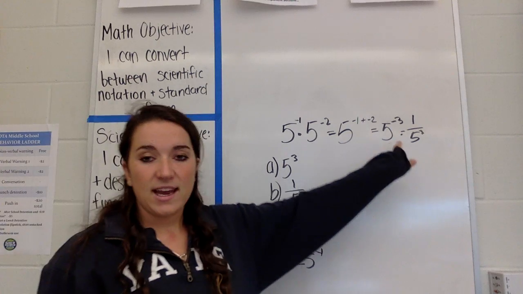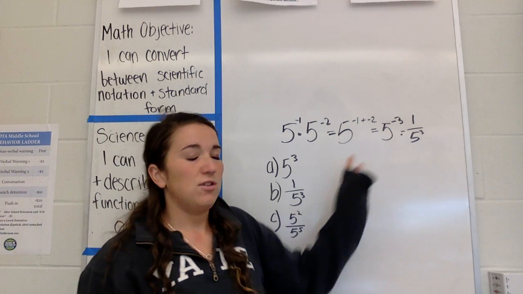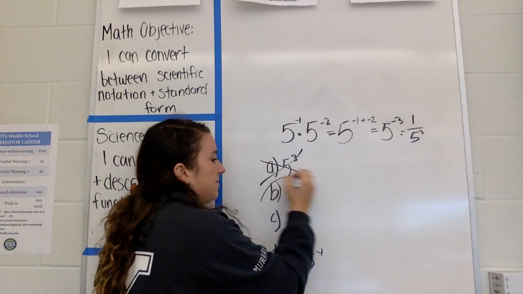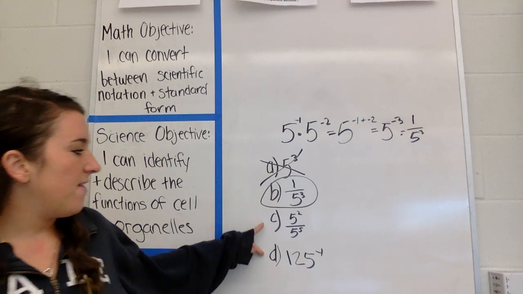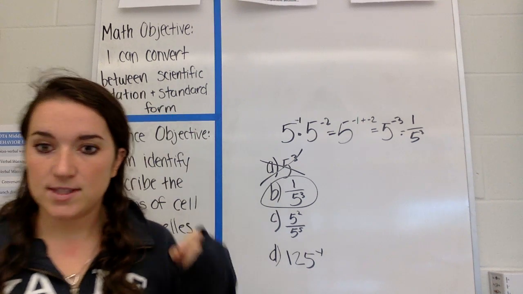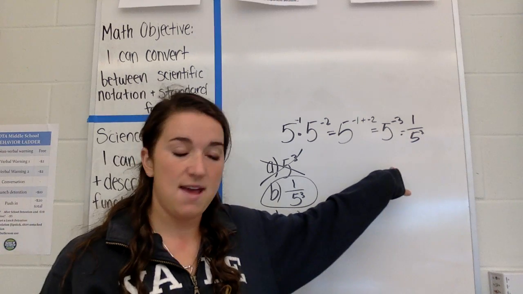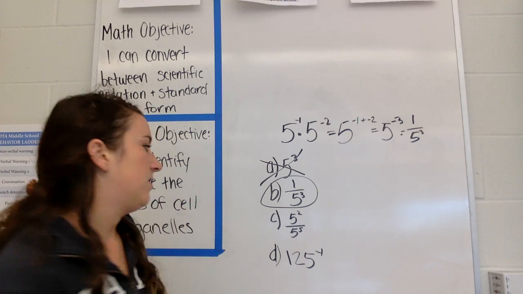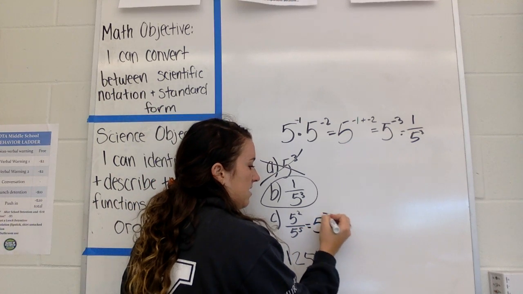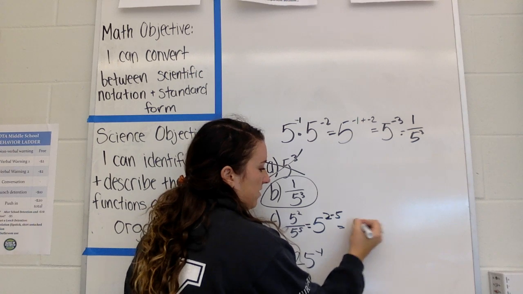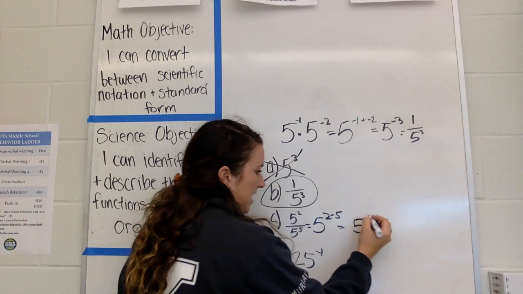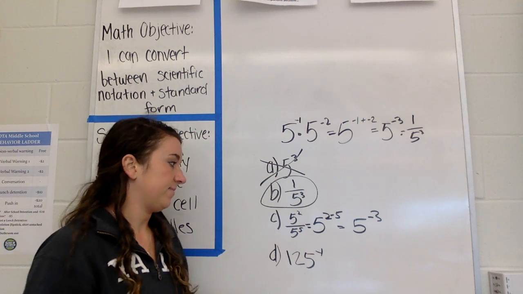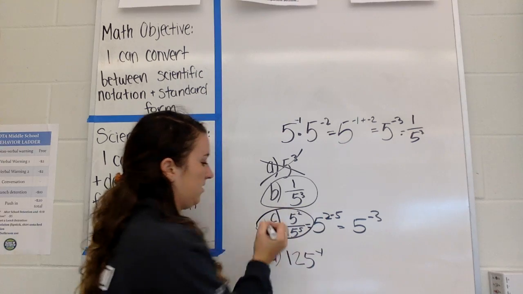All right, now that I have that, I can go through my answer choices. Is 1 over 5 cubed the same as 5 cubed? No, it's not. But it is the same as B, 1 over 5 cubed. And then these two look a little different, so I'm going to have to simplify them to check if they are the same. So for C, when I am dividing with the same base, I can do what? Right, I can subtract my exponents, and I get 2 minus 5 equals negative 3. So I have 5 to the negative third power.